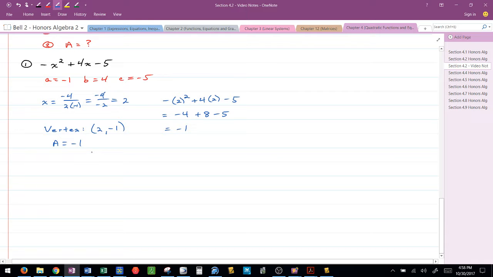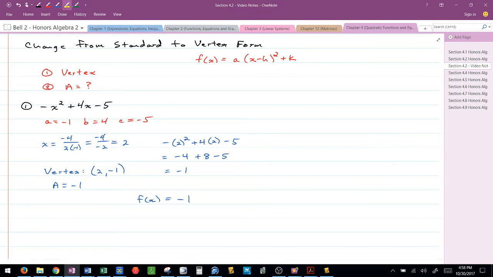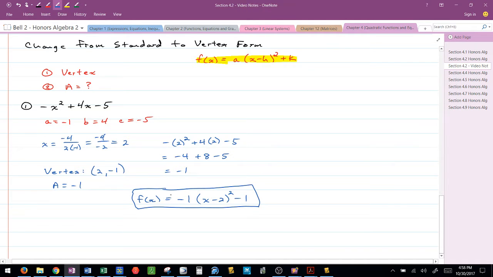With this information, I am ready to write the equation. My equation will be y, or f(x). Let's write f(x) just to look a little bit more sophisticated. f(x) is equal to negative 1. That's my a value. So again, remember, I'm using this right here. Negative 1 times (x minus h), well, that'll be (x minus 2) squared minus 1. And that minus 1 came from the y value at the vertex. There's my equation of the exact same standard form, but now written in vertex form.